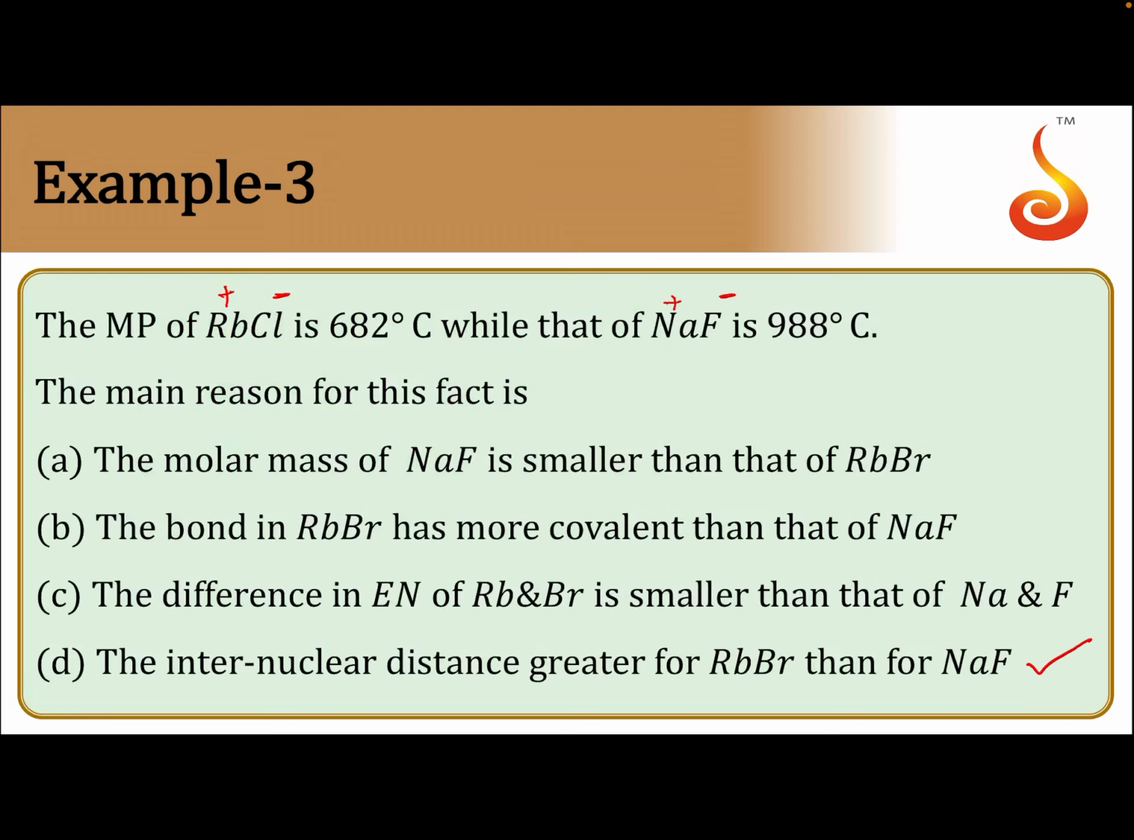Molar mass of sodium fluoride is smaller than that of rubidium chloride. That is wrong. Bond in RbBr has more covalent character. That is also wrong. Difference in electronegativity of rubidium and bromine is smaller than that of sodium and fluorine. That is also not a correct explanation for the melting point here. What is the correct point here? The internuclear distance is greater for rubidium chloride than for sodium fluoride.